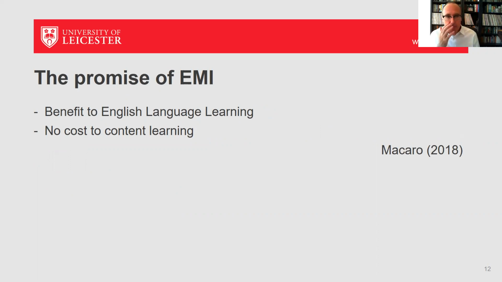At the heart of EMI are two promises. There's the promise that it will be of benefit to English language learning. And the second is that it will not be to the detriment of the content learning, so that the content learning would happen at the same pace and rate as if the course was delivered in an L1, the first language of the students.